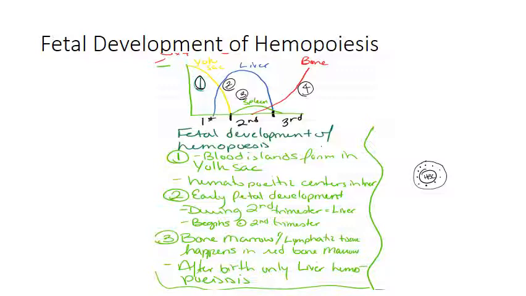You'll see here that in early fetal development the liver begins towards the end of the first trimester, beginning of the second trimester. You don't need to be specific, just know the general form. Obviously the liver isn't the first thing; it's the yolk sac, then the liver, then the spleen. And finally, when the bones start to form the long bones, you have bone marrow and lymphatic tissue. It happens in the red bone marrow, after birth only, once the liver has stopped its hemopoiesis.